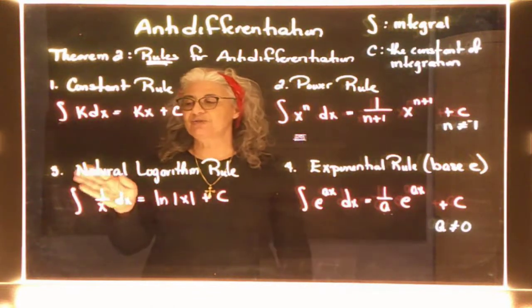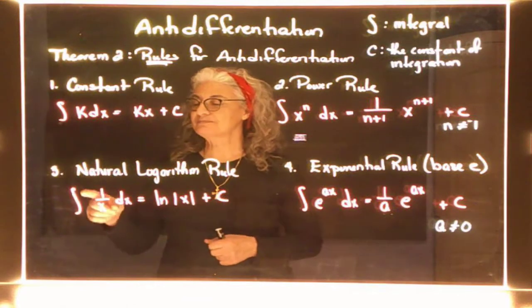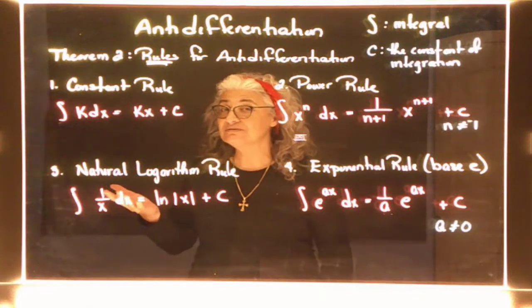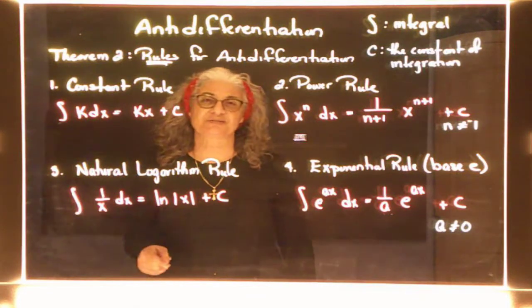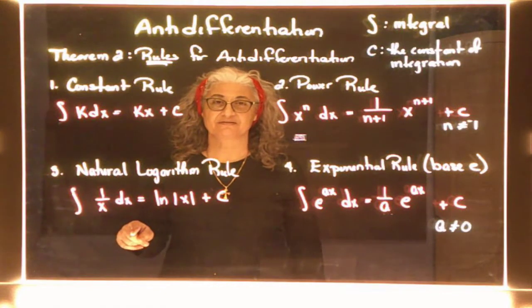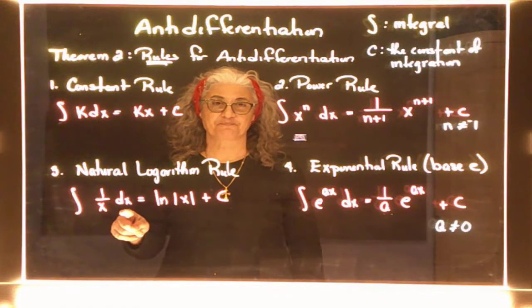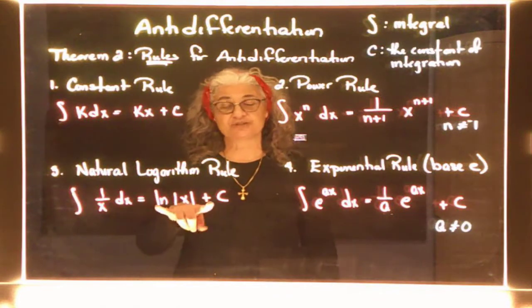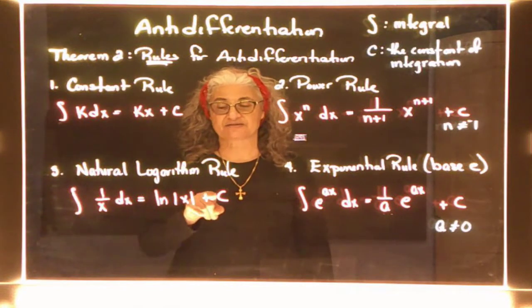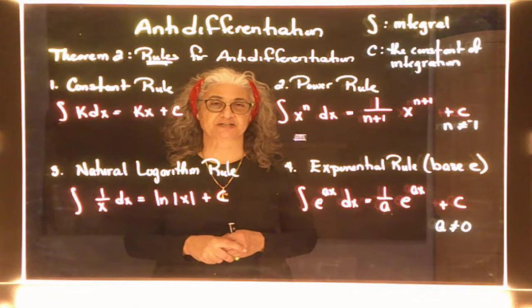Let's look at this third one. This third one is known as the natural logarithmic rule. Now, 1 over x is the derivative. How do you know? That's right. You see the integral sign. So this integral sign says take the antiderivative of 1 over x with respect to x. And when I do that, the original function is the natural log of the absolute value of x plus c. Again, c is a constant. Doesn't matter what it is.